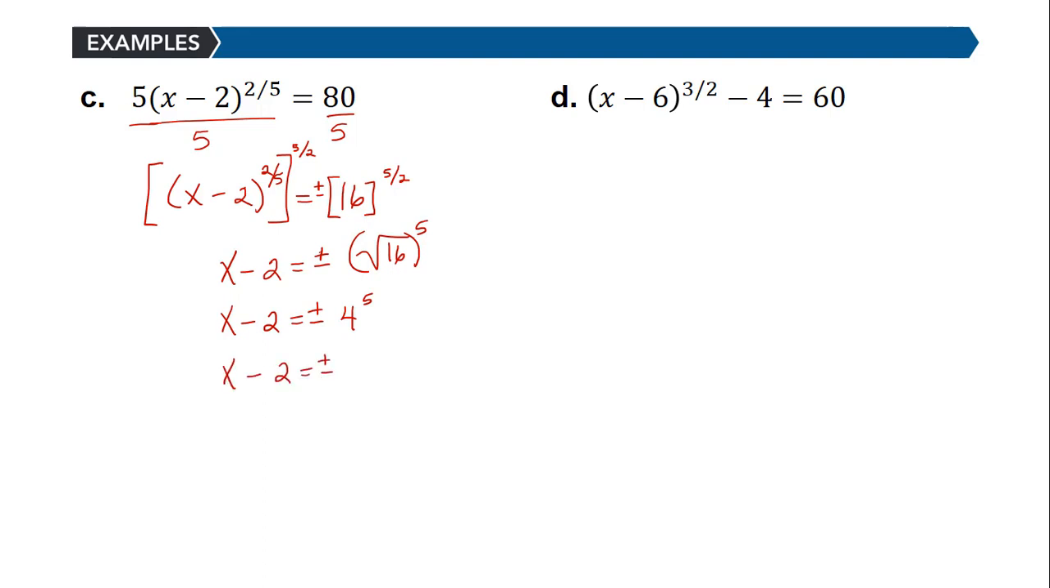But 4 to the 5, if you do that on your calculator, is 1024. We set then x - 2 equal to positive 1024, or x - 2 is equal to negative 1024. So we add 2 to each side to get 1026, or -1022.